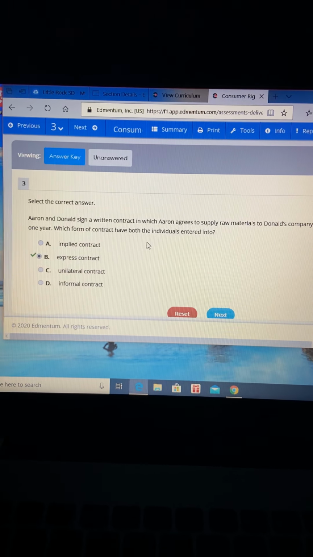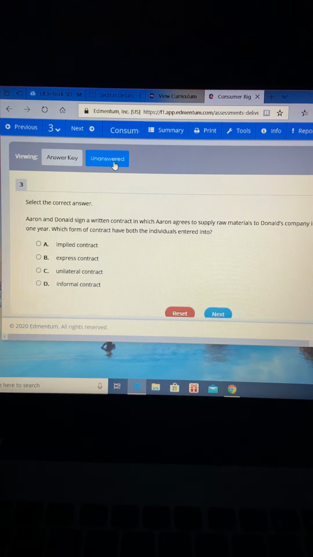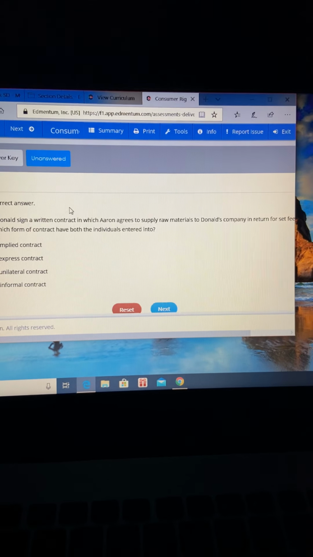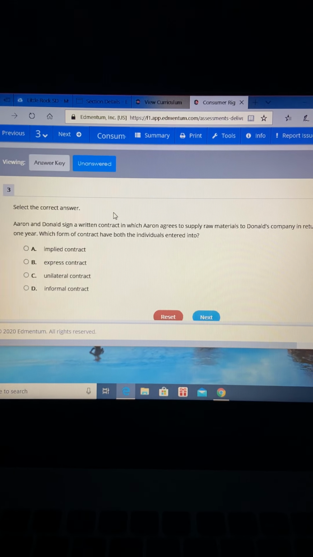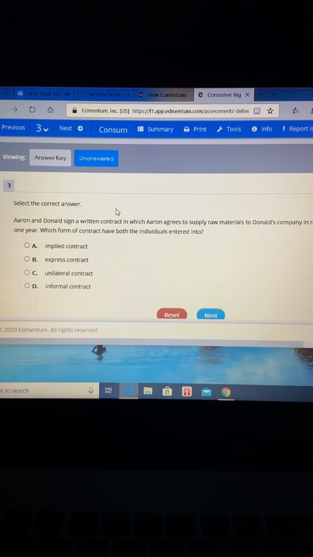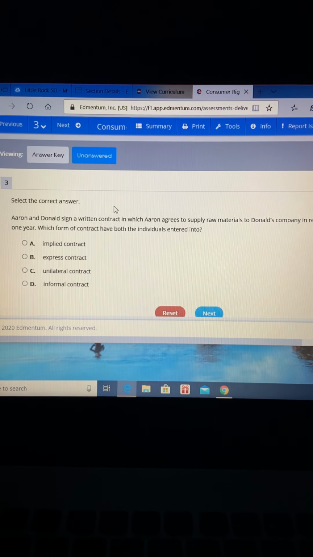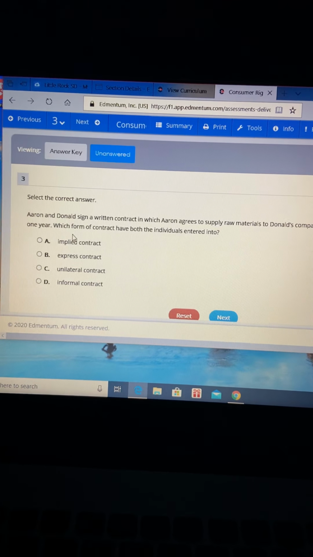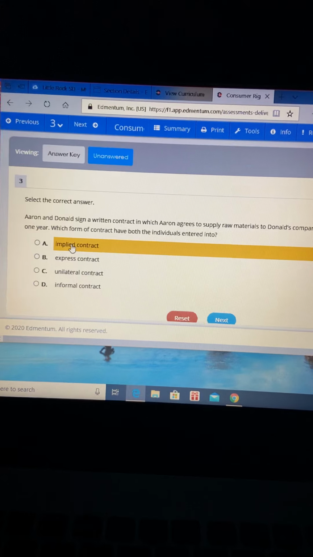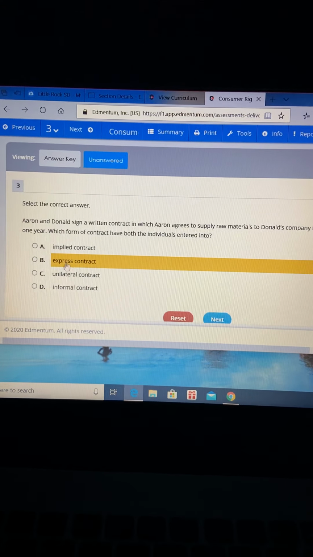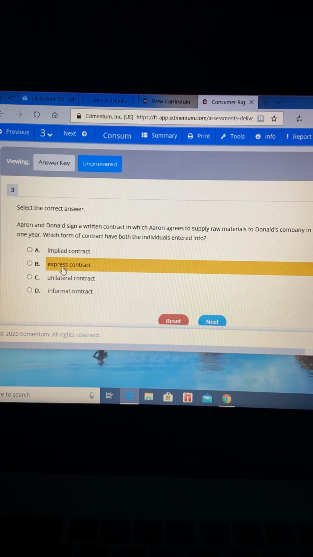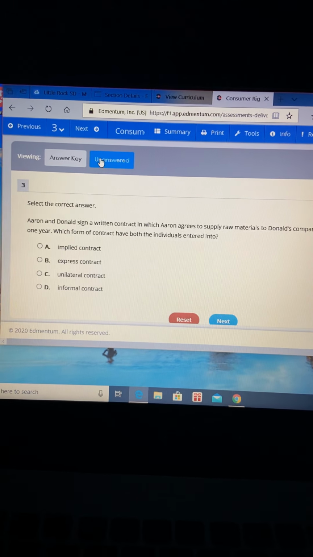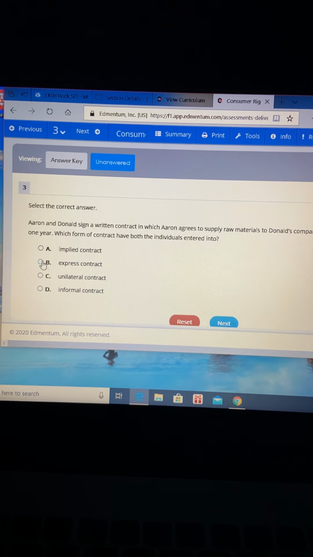Okay. Aaron and Donald sign a written contract in which Aaron agrees to supply raw materials to Donald's company in return for set fees for 1 year. Which form of contract have both individuals entered into? So they sign a written contract. So it's not implied, which implied means it's like hinted very strongly. Express means pretty much regular, unilateral, informal. So I'm thinking it's express.